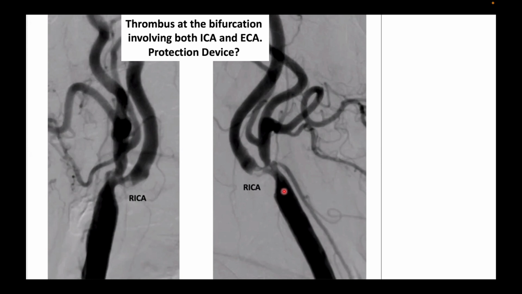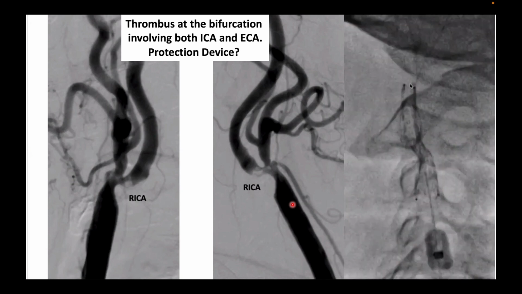So the best thing in this case would be to use a single balloon tip guide, which can be an 8 French MoMA. It can be a Cello guide from Medtronic, or a Bobby device from Microvention. These are all single balloon tip guides which do not have a body going into the external carotid artery. So you cause proximal flow occlusion, and then you can safely intervene here.